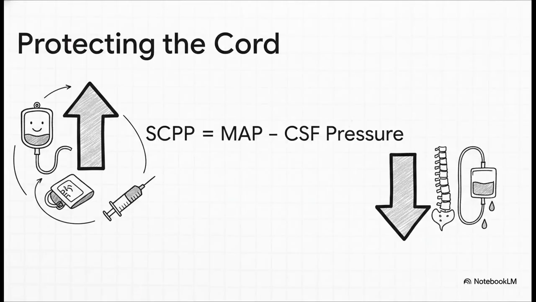And here's how we actually do it. To keep the MAP side of the equation high, we need to be obsessed with their blood pressure. That means big IVs, an arterial line, and treating any drop in pressure instantly. To keep the CSF pressure side of the equation low, the surgeon might even put in a lumbar drain. See? It all comes back to that one formula.